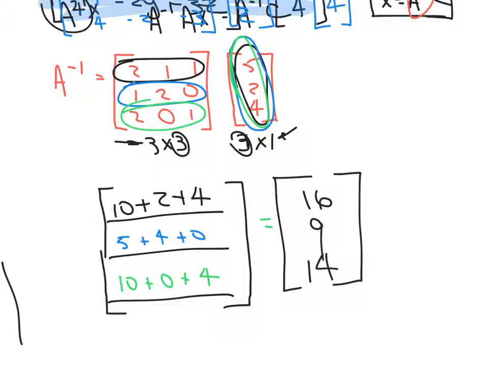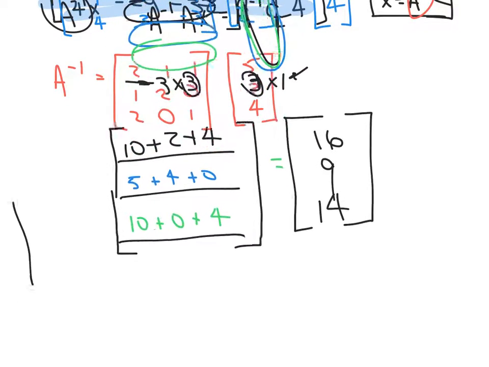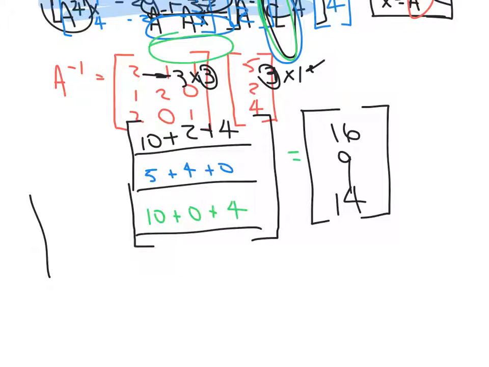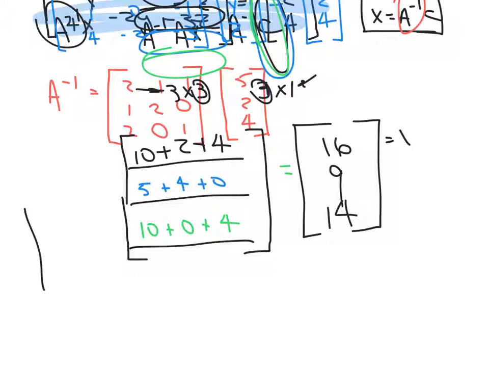So what does that give me? Well, it gives me an X of 16, a Y of 9, and a Z of 14. Okay, so I didn't have to do any matrixy stuff really, except to find the inverse here. But once I do that, the rest of it's really, really easy.